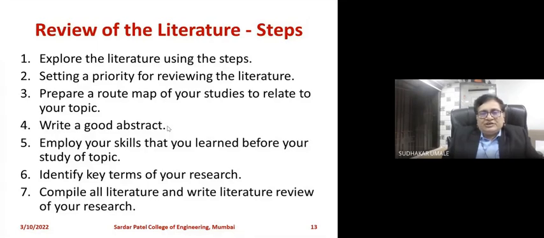Identify key terms of your research. Already in the previous lecture, sir has explained how to identify key terms. This is very important. Let us say in one of the studies there is a word, that is temperature. Every time temperature or microstructure or specification. These are the keywords for your research. Keywords are very related to your research problems.